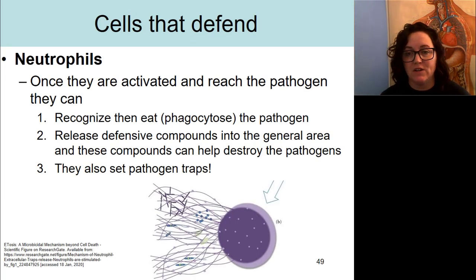Once the neutrophil is activated, basically we have three different options. The neutrophil can go ahead and phagocytose the pathogen. So gobble up, eat it, break it down. The neutrophil can release defensive compounds into the general area where the pathogen is present, and these compounds can help to destroy the pathogen. The third way the neutrophil can help to defend us is actually really cool, and this is the fact that neutrophils can actually set pathogen traps. They release substances that are basically kind of sticky, and it prevents the pathogen from moving around in the area and kind of makes the pathogen collect all in a certain area so that the pathogen can't travel or grow anymore.